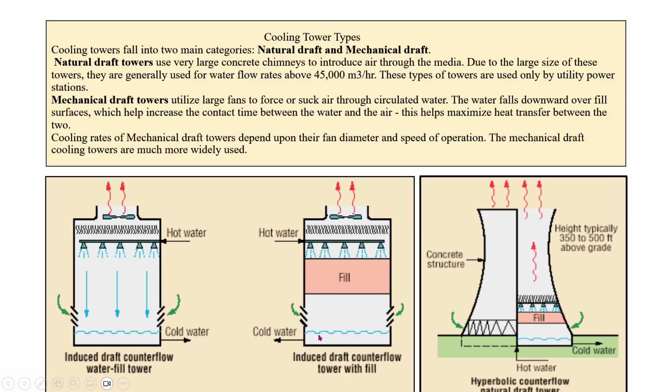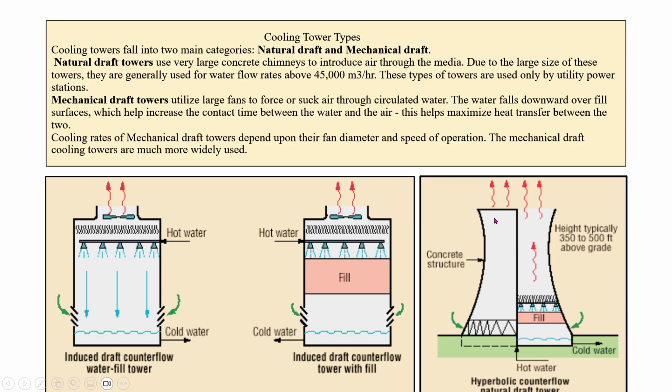If the fill is not there, the water will go directly downward, bypassing contact with the air. So if we use fill, the contact between water and air will be more, which helps heat transfer between the two. The cooling rate of a mechanical draft tower depends upon the fan diameter and the fan speed. Mechanical draft cooling towers are much more widely used in industry than concrete ones. This is the advantage.